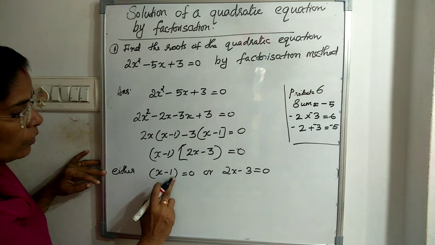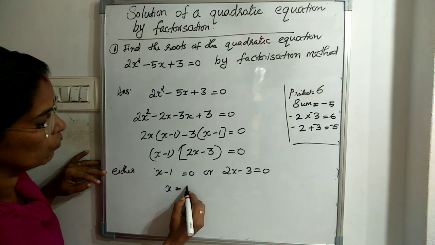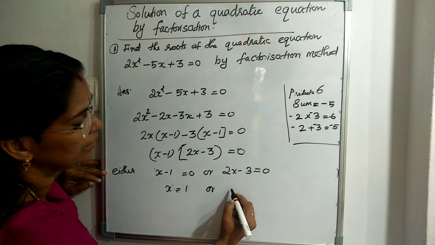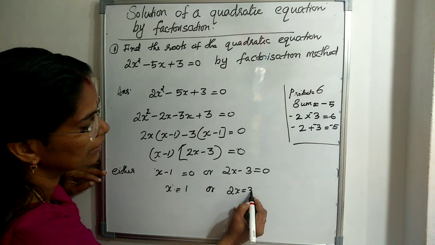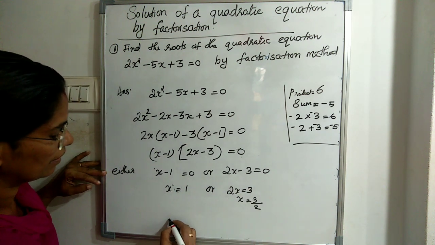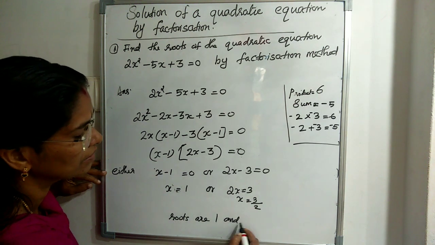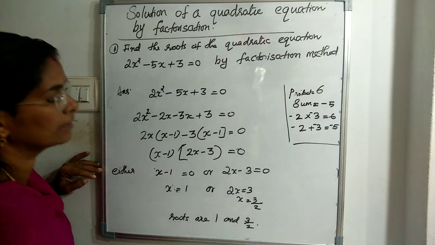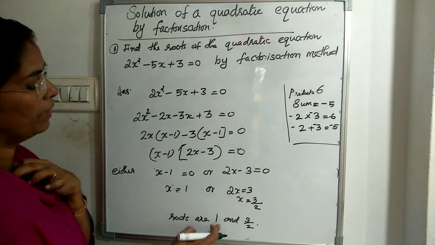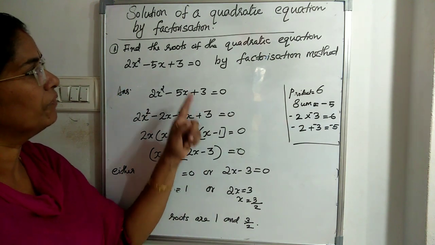If x minus 1 equal to 0, we can say x equals 1. Or here 2x equals 3 and x equals 3 by 2. So we can write the roots are 1 and 3 by 2. These are the two roots. You can check whether your answer is correct or not by substituting these values in your given equation, then we will get 0.